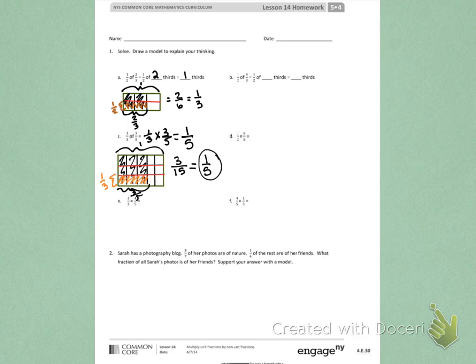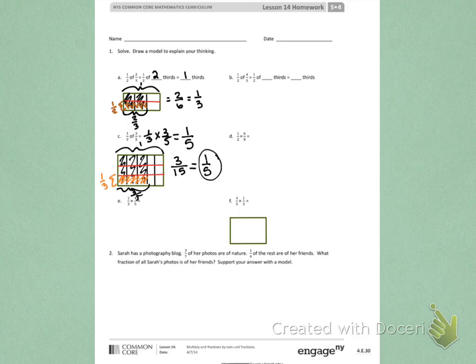The next one I'm going to look at is letter F. At this point, they're changing the word of to multiplication. So it says 4/5 times 1/3. I'm going to think about it the same way. We're taking 4/5 of 1/3. So I need to start by shading what 1/3 would look like.